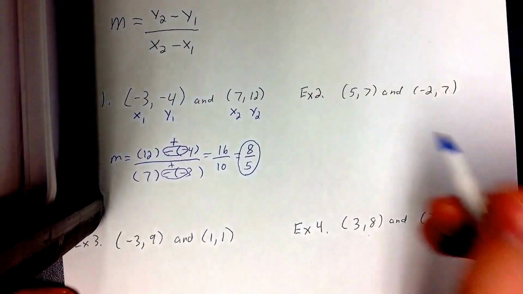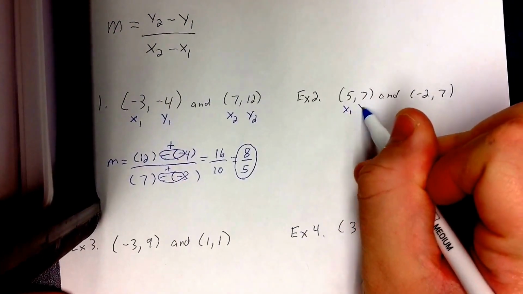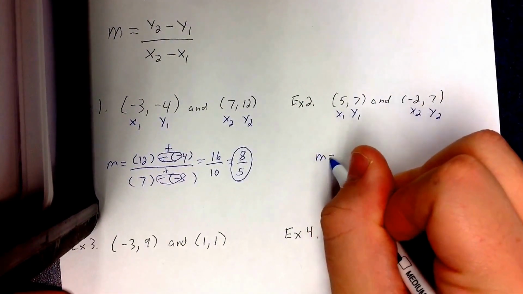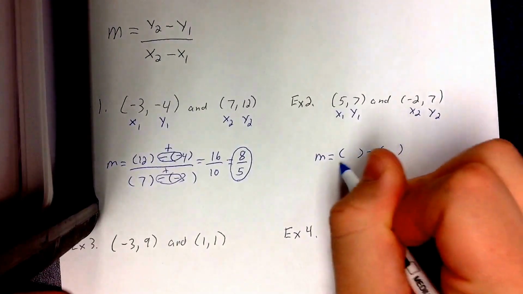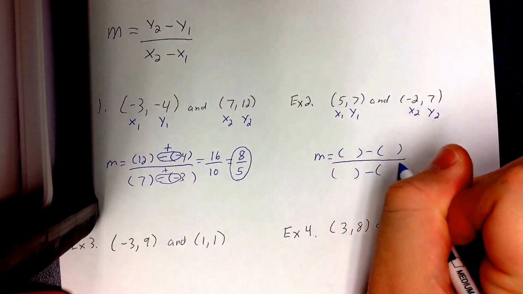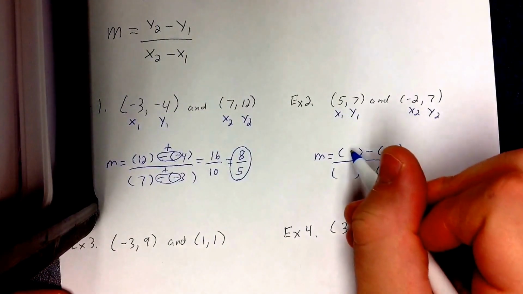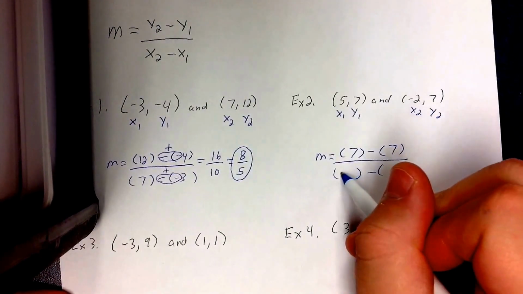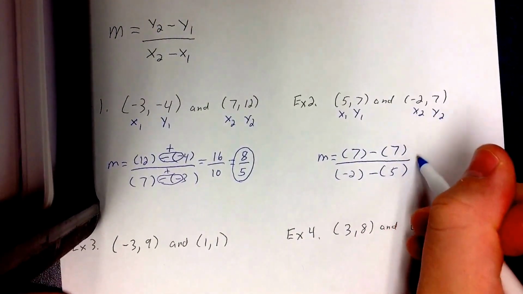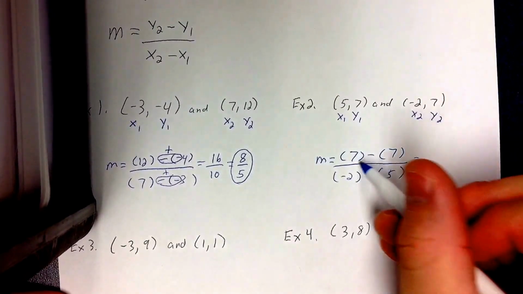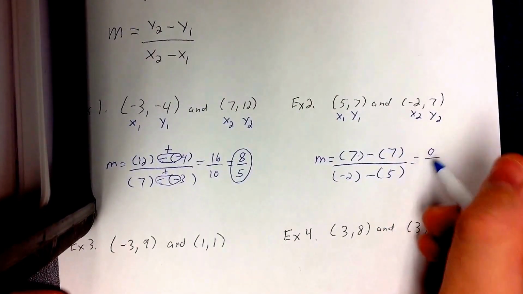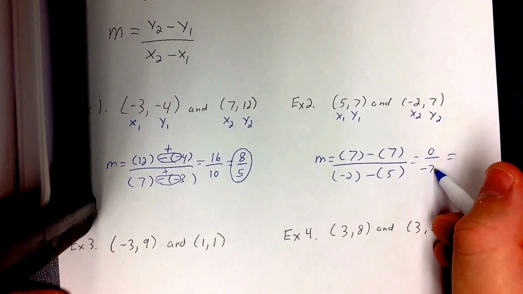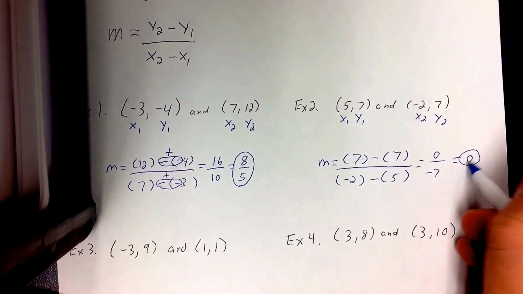Okay, example 2. Again, we got 2 points, so x1, y1, x2, y2. Again, I'm going to plug it into my formula. So y2 comes first on top, so 7 minus y1, which is 7, over x2, which is -2, minus x1, which is 5. 7 minus 7 is 0. -2 minus 5 is -7. And 0 divided by -7 is 0.